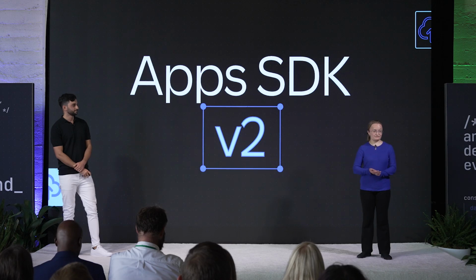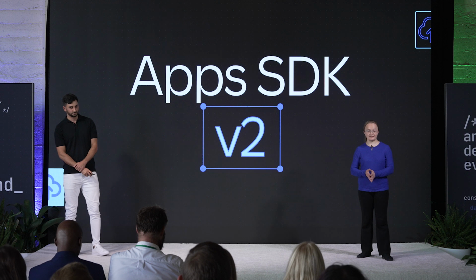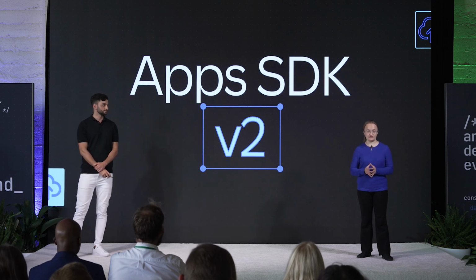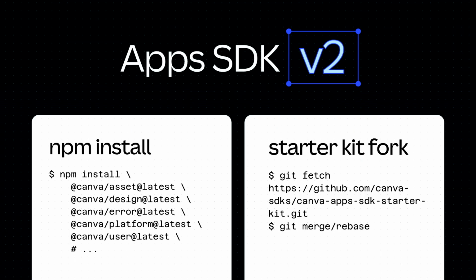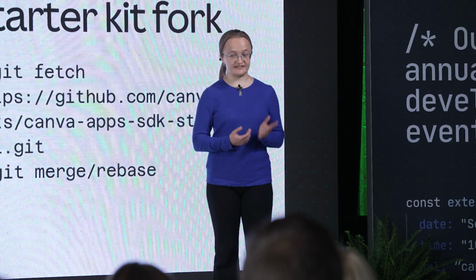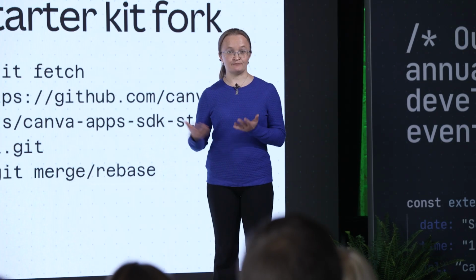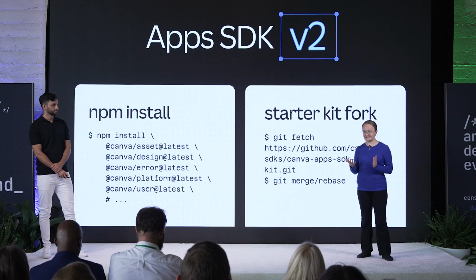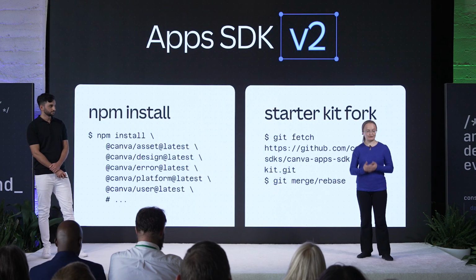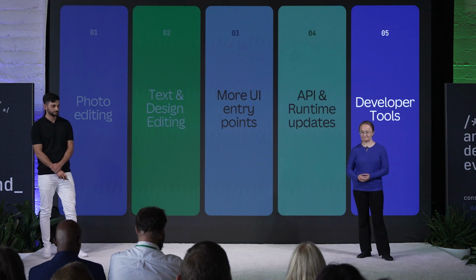The Apps SDK has evolved dramatically since we launched this last year, so that's why we've combined many of these new features into Apps SDK v2. So, how do you get access to Apps SDK v2? Well, you can download the latest packages from NPM, or if you originally built your app by forking the starter kit, all you need to do is merge the latest version to get all the changes. We look forward to seeing the apps you build with these new features, and we hope to see many of you check out Apps SDK v2 in the very near future.